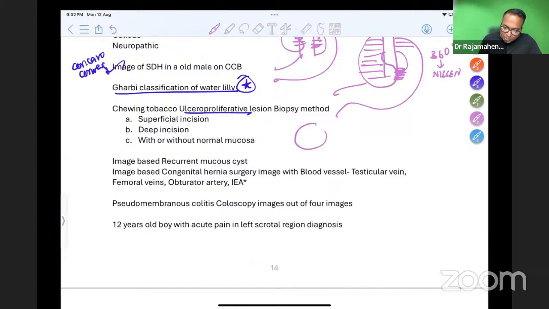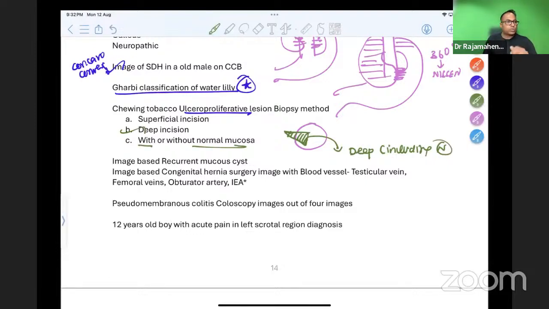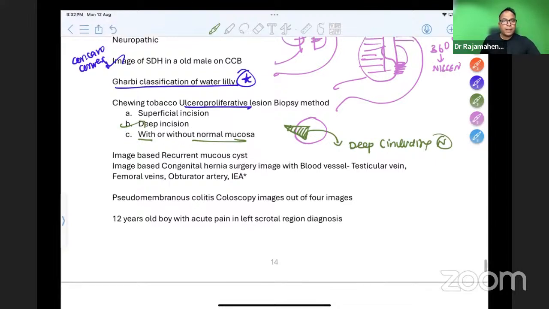If you see an ulceroproliferative lesion like this, we have to take a biopsy like this. Okay, wedge biopsy from the edge of the ulcer, deep biopsy, including normal skin. Deep biopsy with normal mucosa, like that the question has come. So it includes normal skin also, please remember.